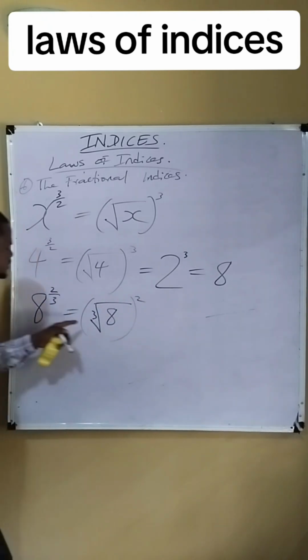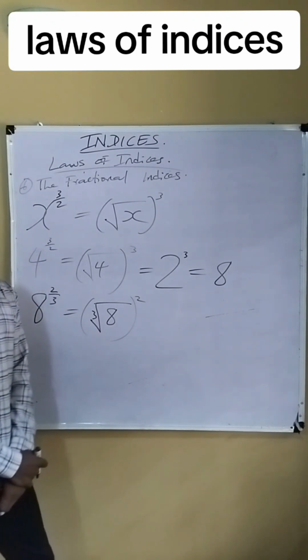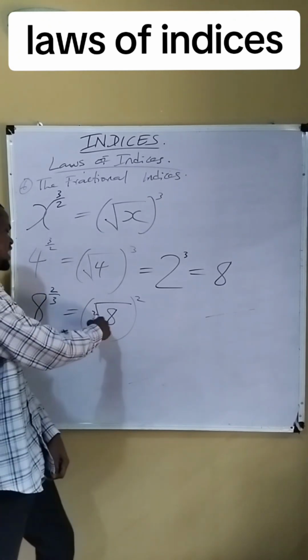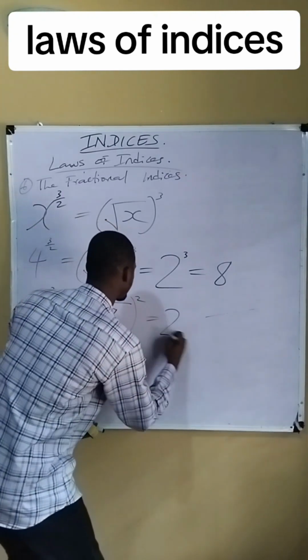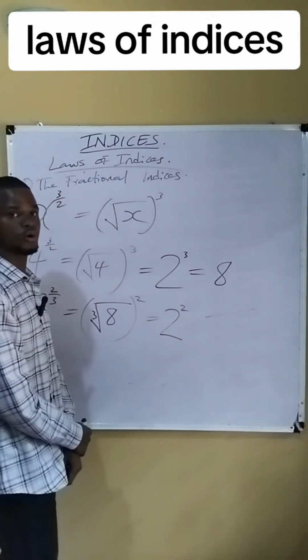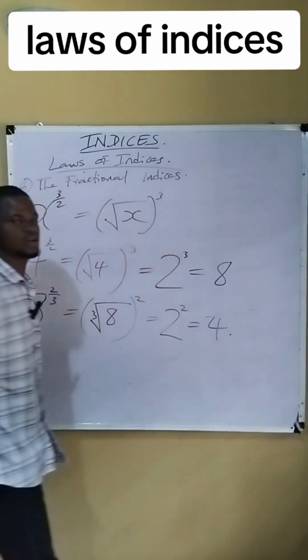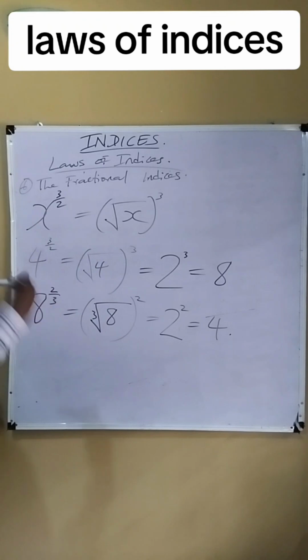What is the cube root of 8? The cube root of 8 is equal to 2. What we multiply itself 3 times to give us 8. It is 2. We are going to have 2 raised to the power of this 2. And what is 2 raised to the power of 2? It is equal to 4, which is 2 times 2. That will give us the answer. It's so simple. What about if you have something like this?